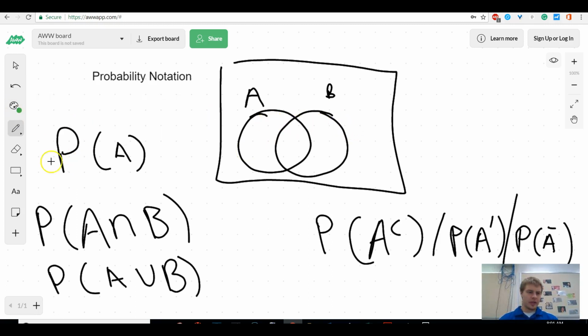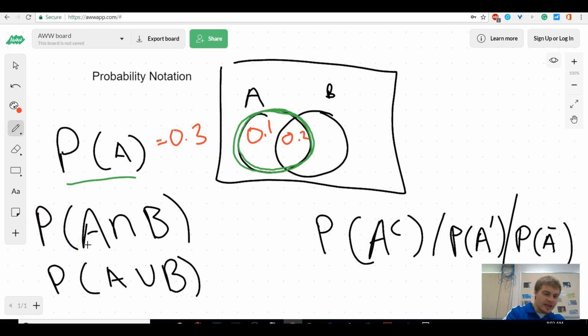Let's just look at this first one. When it says P parentheses A, this is the probability of A, which would just be this right here. So generally you just circle that entire circle. It includes this overlap, like everything in this circle. So if this was, let's say, 0.1 and this was 0.2, the probability of A would be 0.3. It includes this entire circle even with the overlap.